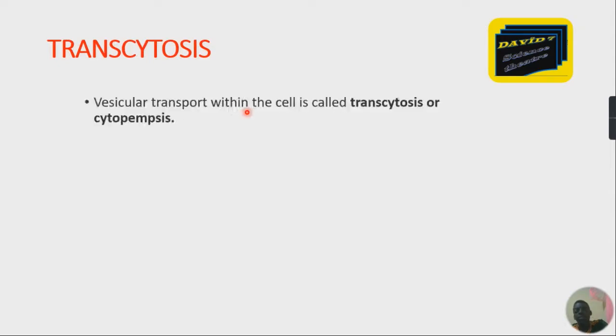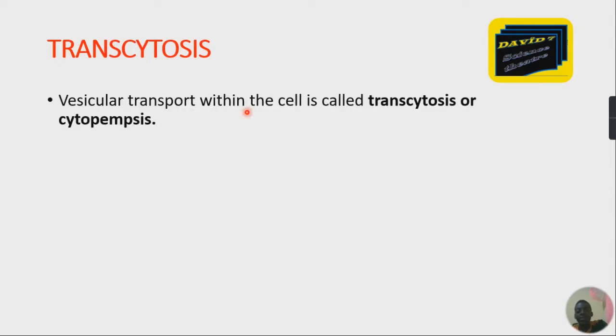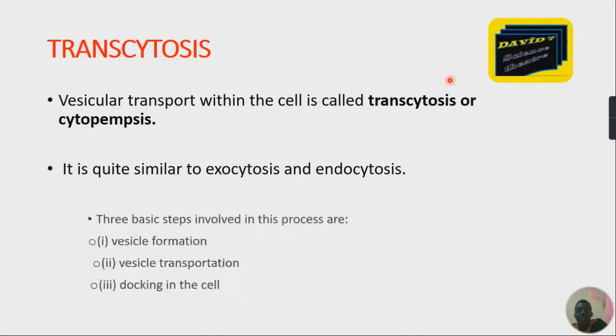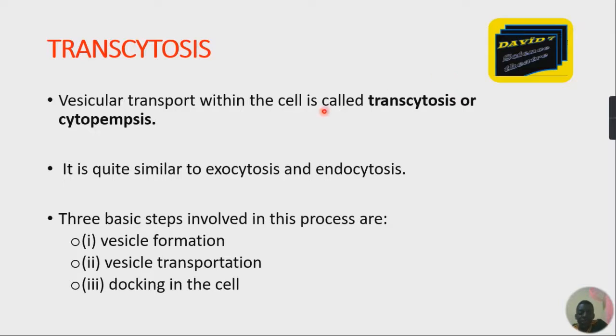So now we switch to transcytosis. When there is vesicular transport occurring across the cell, we call it cytopempsis or transcytosis. Cytopempsis is the same as transcytosis, and it is quite similar to exocytosis and endocytosis. The basic key steps involved in transcytosis are that the vesicle will have to be formed, transported within the cell, and there should be docking.